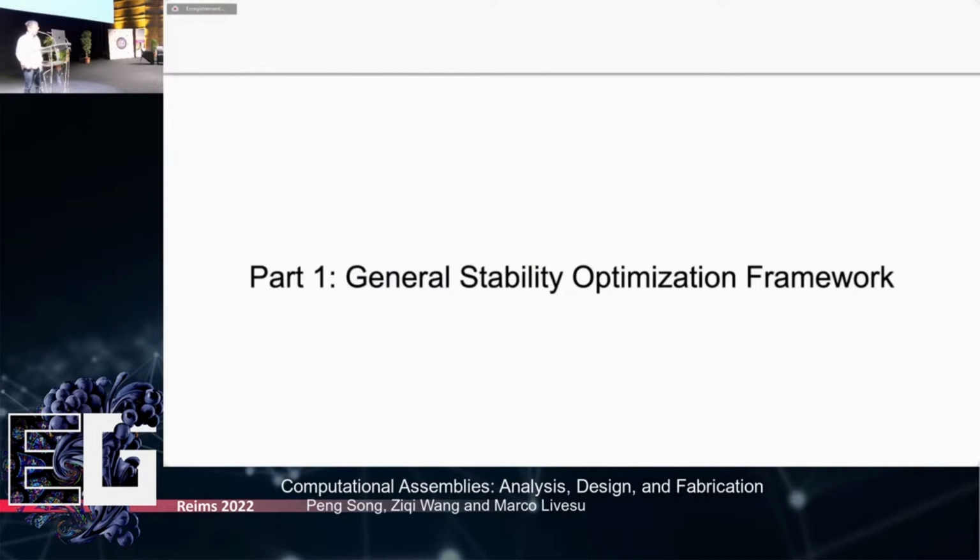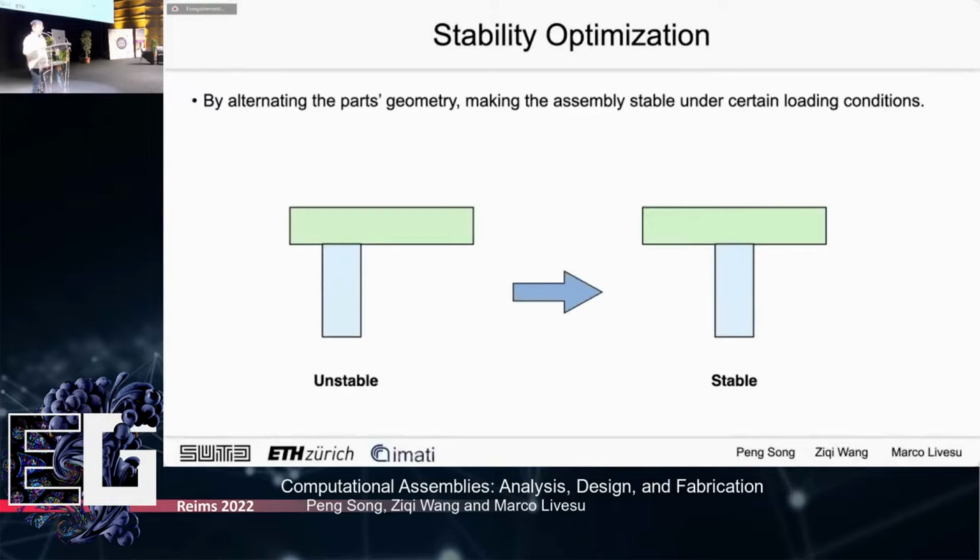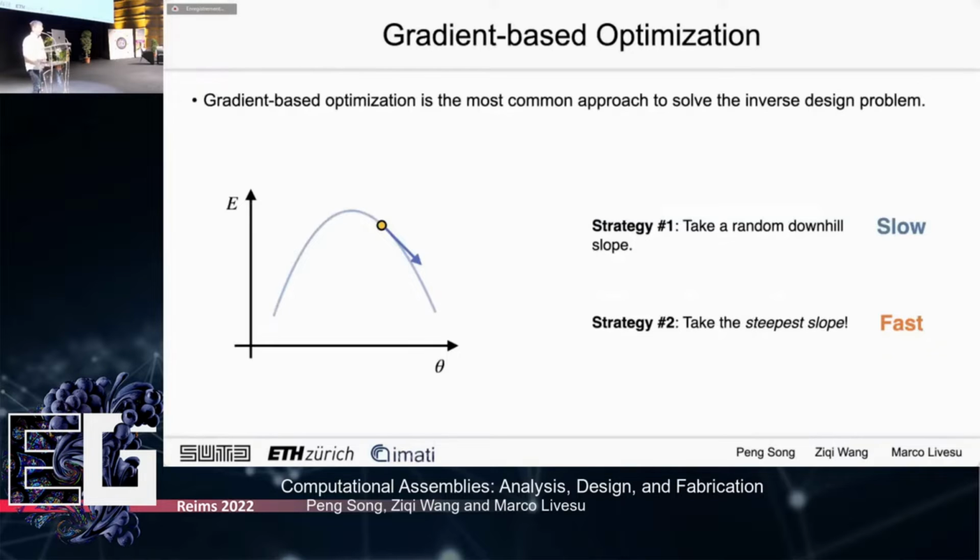Okay, so let's move to the first part of my talk. So I will explain an algorithm template, so you can apply it to solve a very broad range of stability design problems. Again, we emphasize the problem is to make an unstable assembly stable by changing its part geometry. Because many designers use parameterized part geometry, we can view these design problems as continuous shape optimization.